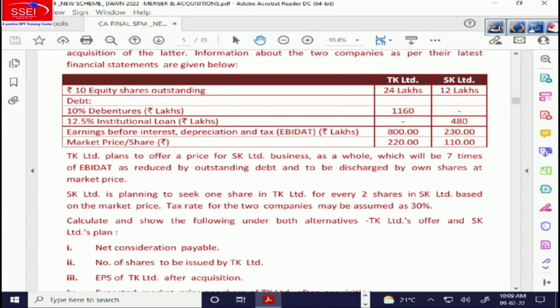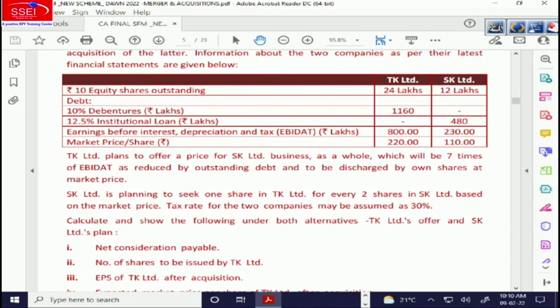If I add both the PATs, the PAT of firm A was 478.8 plus the PAT of firm B, 119 something, so we get 597.8 lakhs. So 597.8 lakhs will be the total earnings of the combined firm, because it's not written that earnings will go up. And the number of shares will be the 24 lakh shares of TK plus the 5.14 lakhs issued to SK.